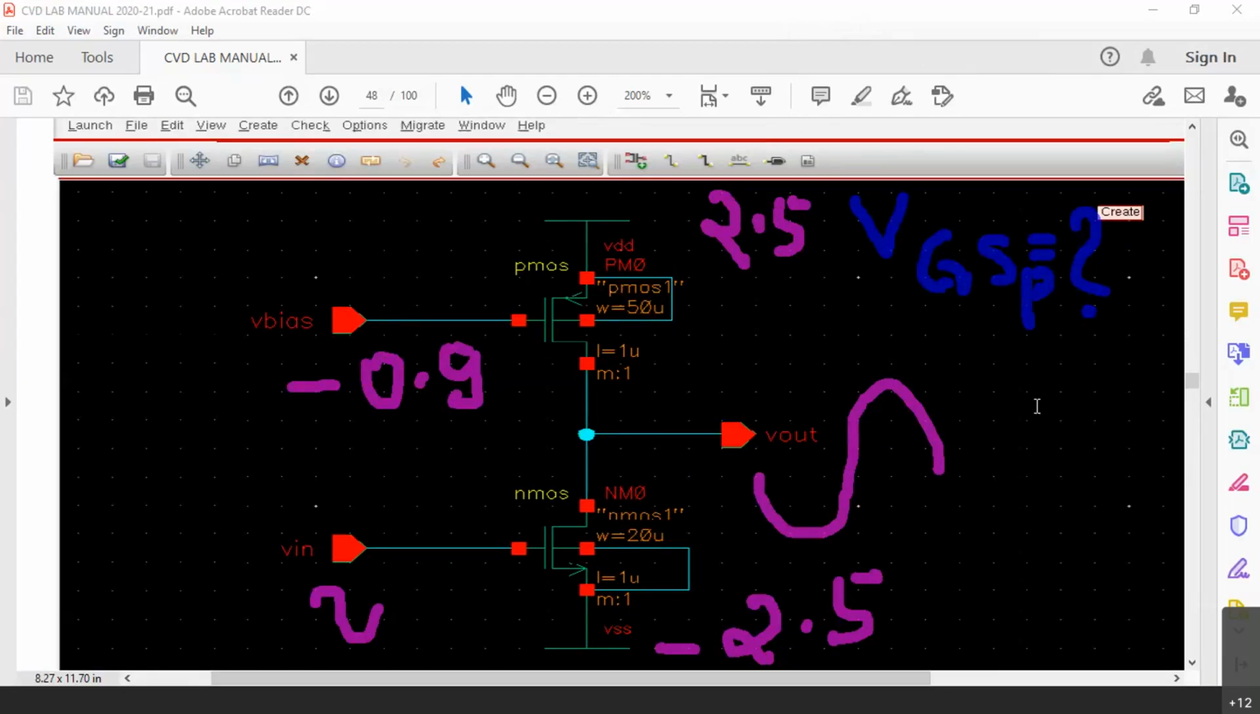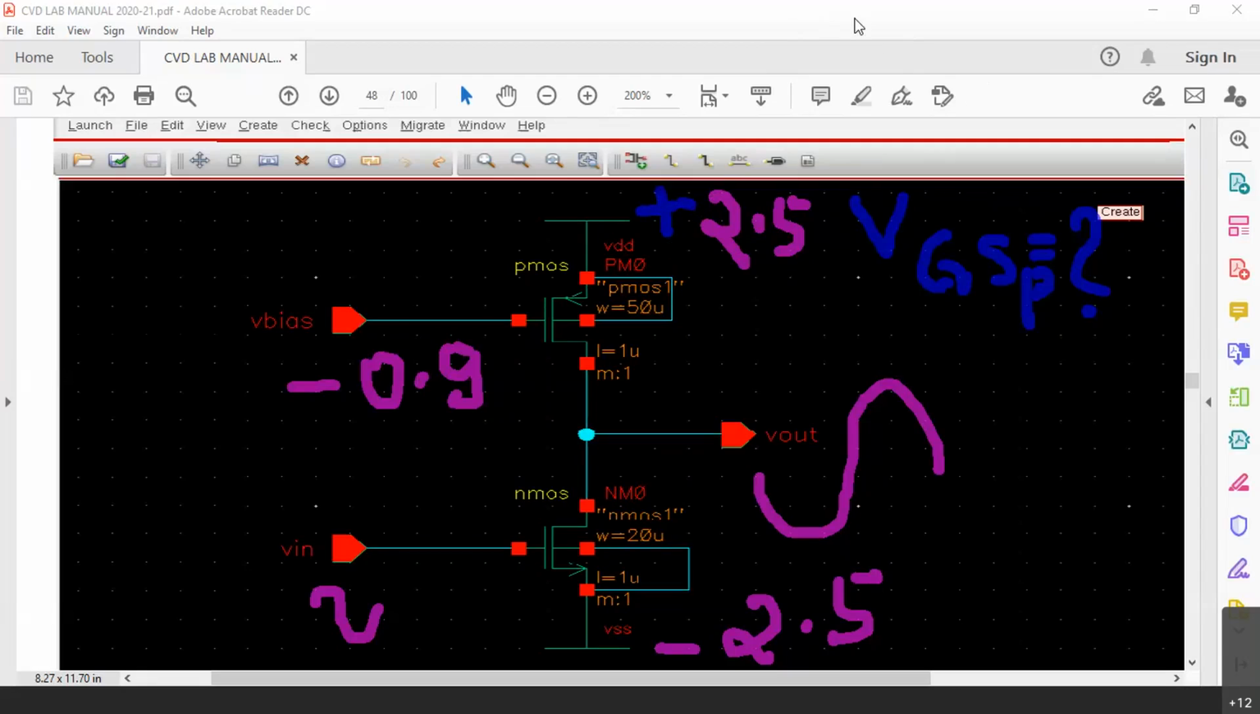Harshita has given the answer, minus 3.4. Very good. It is correct. VGS, gate to source. Source is at plus 2.5. And gate is at minus 0.9. Now, when you have to move from gate to source, minus 0.9 minus of plus 2.5, so it is minus 3.4 volts. Very good that Harshita has given the answer. It is minus 3.4 volts.